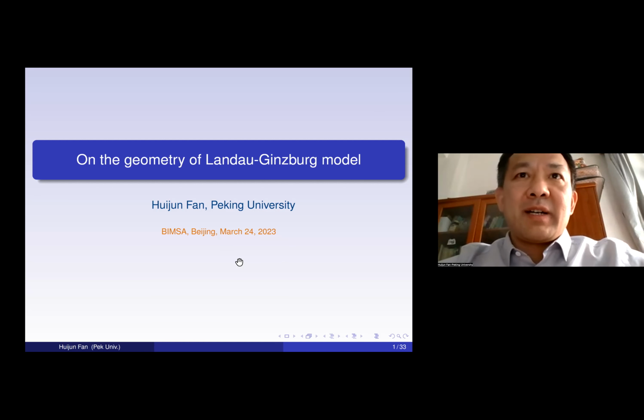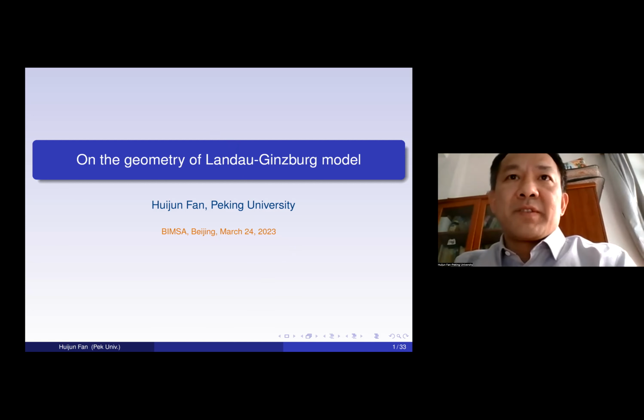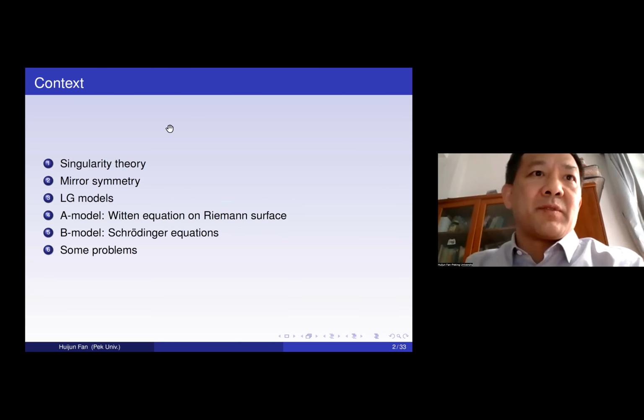So the reason why I chose this topic is that in recent years, this model has become a popular topic in the study of mirror symmetry. But as you know, the LG model was actually used by physicists to compute quantum invariants in the 80s of last century. So today my talk consists of the following 6 parts.